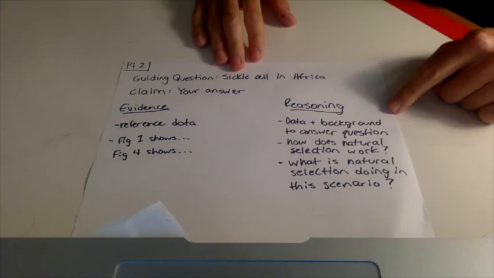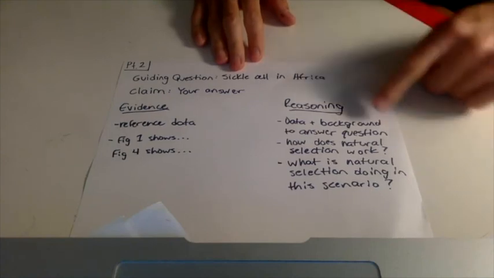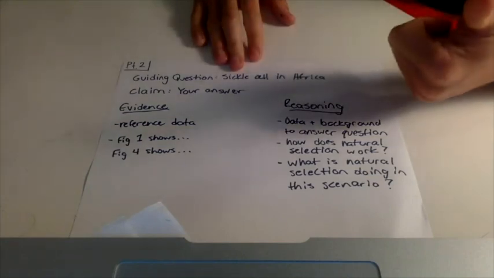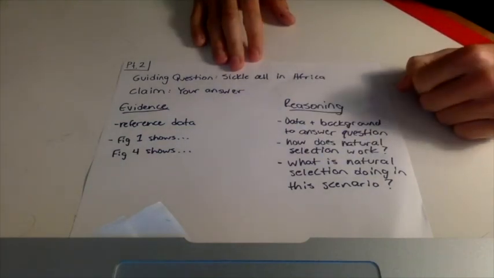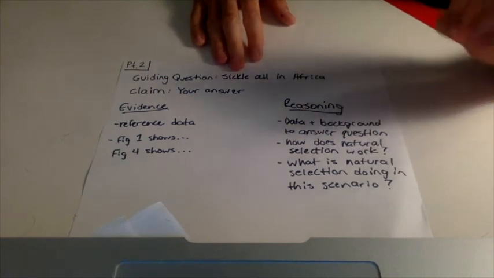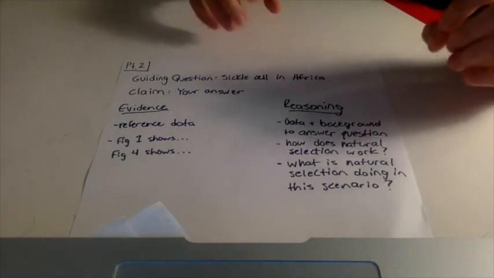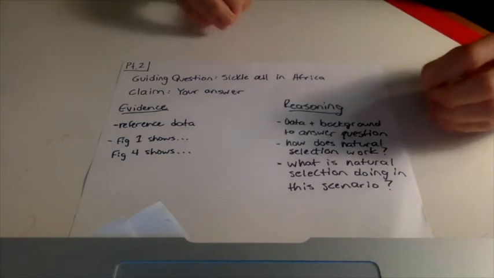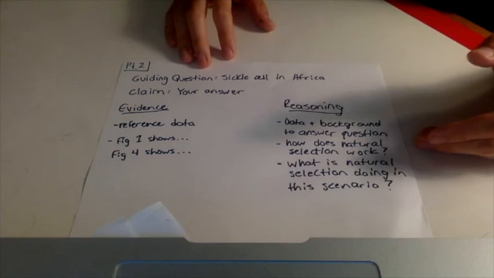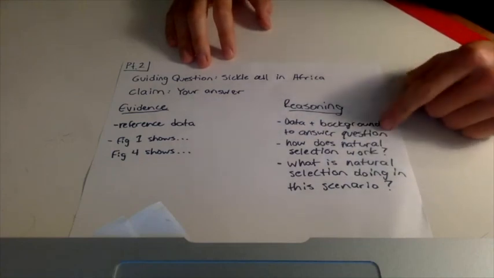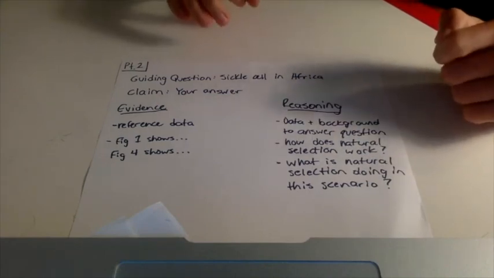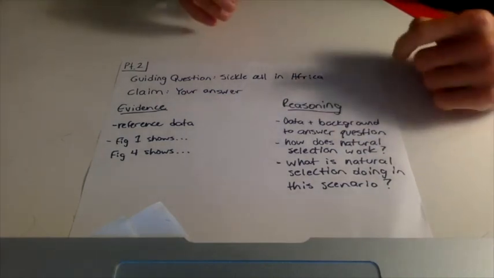And then your reasoning needs to be your attempt at answering this question, but you need to use the data that's provided and also the background information. And your answer should also include what natural selection is doing. Your answer should be in terms of natural selection. What is natural selection favoring in this situation? How does natural selection work in general? Remember, there's also additional questions for you to tackle or to think about in that reasoning section.